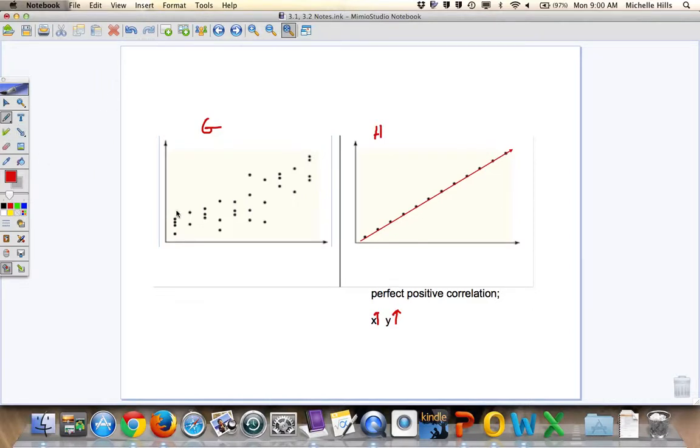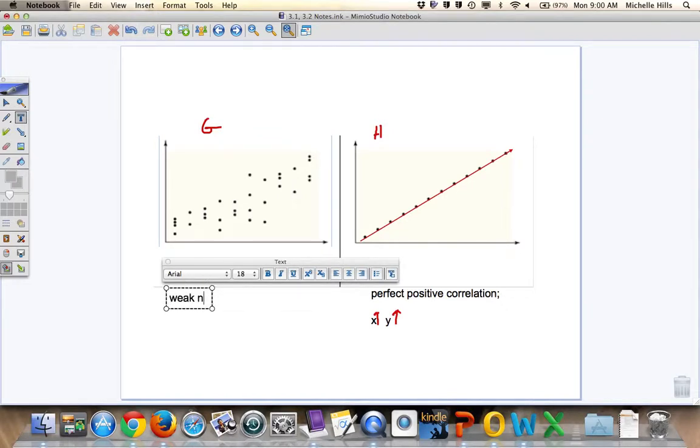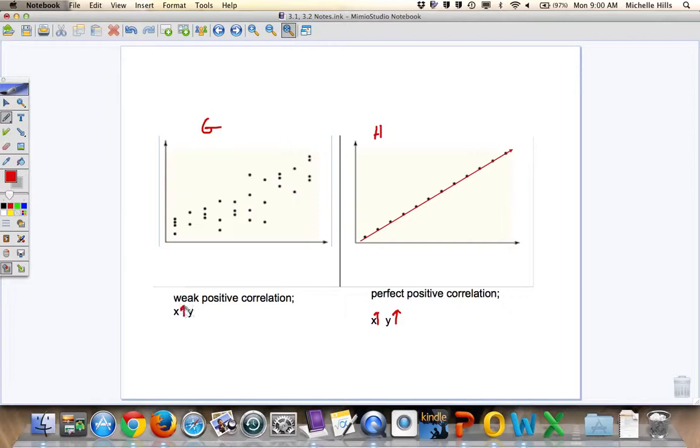G, again, I can tell that the trend is positive, but it's much more scattered. So in this case, I would say it's a weak positive correlation. And again, any positive correlation, as x increases, y also increases.